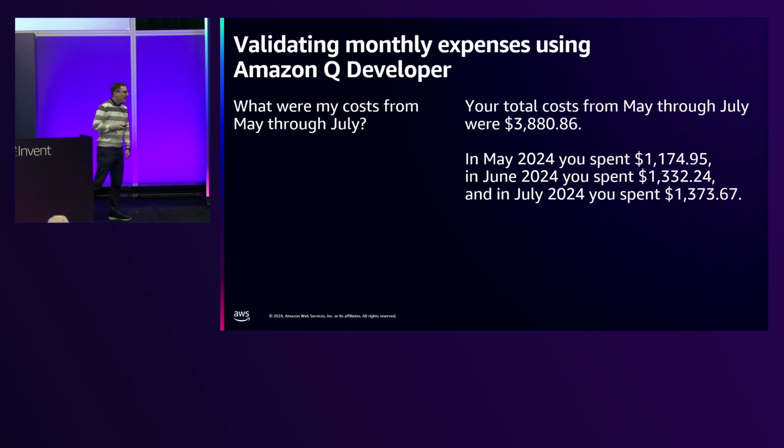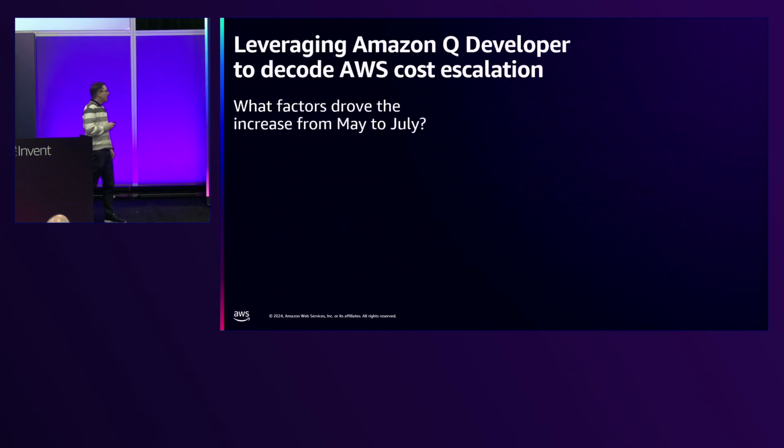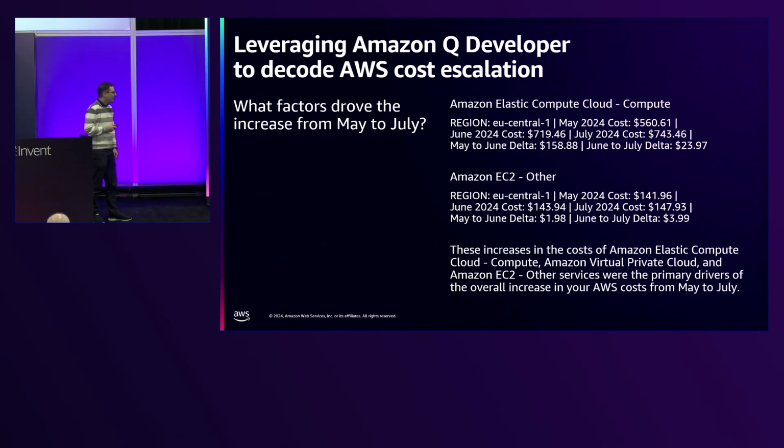Now, we get the answer in just seconds. In Cost Explorer, this could take up minutes. And now we can identify that we did have a cost increase, and we get the exact numbers. But we would like to know more. What factors drove the increase through May through July? Now, we get a quite long answer. This is just a shorter one.